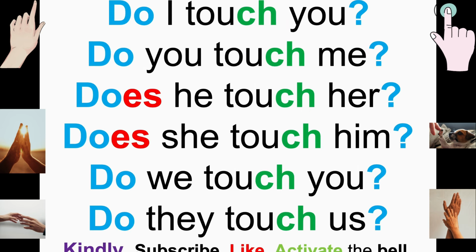Do I touch you? Do you touch me? Does he touch her? Does she touch him? Do we touch you? Do they touch us? As I repeat, in the question form and in the negative form, the verb doesn't change with all pronouns. And in the question form with he and she, you need to write does. Does he touch? Does she touch?